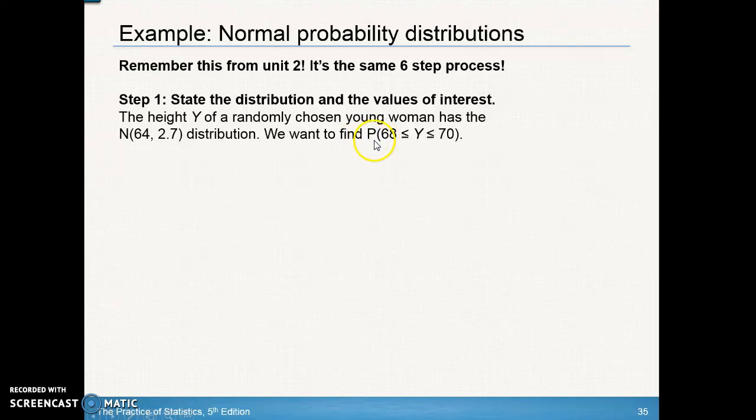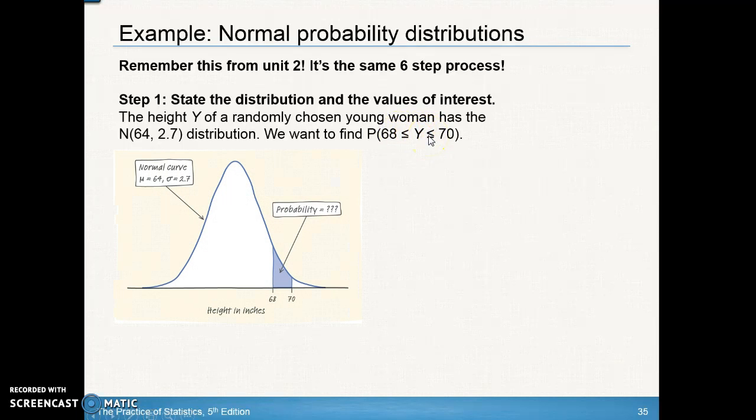State the probability you want. You want the probability that y is between 68 and 70. And remember, it doesn't matter if you write 68 less than or equal to or less than, since the equal to sign doesn't make a difference in a continuous random variable.